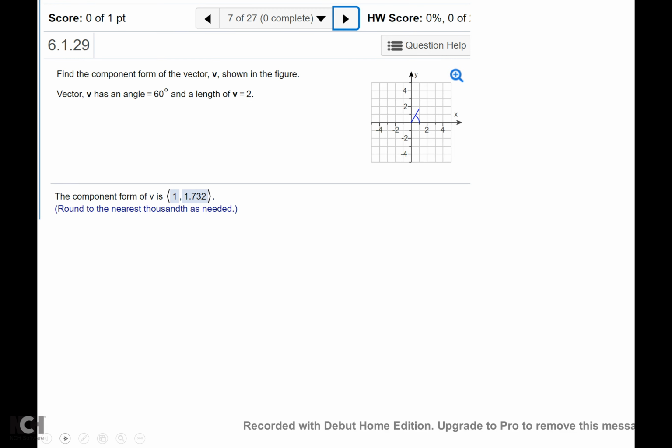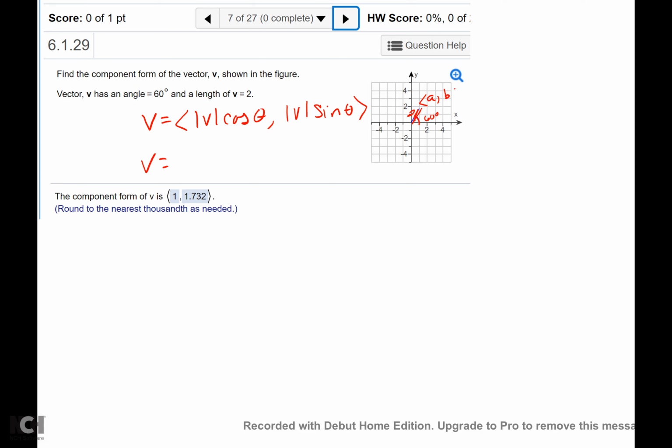Number 7, find the component form of the vector v shown in the figure. It says that vector v has an angle of 60 degrees and a length of 2. So we're going to use our component form of the vector that says that I can take the magnitude of v times cosine theta and the magnitude of v times sine theta. Because again, what we know is, we know that this thing has a magnitude of 2 and it has a direction angle of 60 degrees.